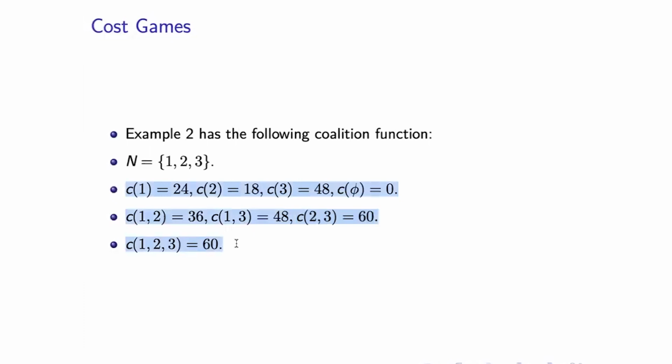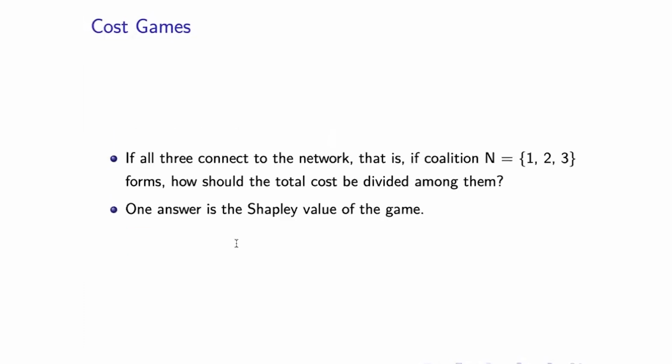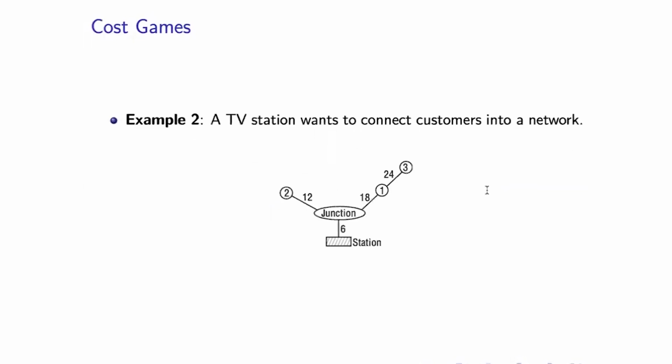We now want to think about how to divide this cost, right? And the question is, as usual, if all three connect to the network, which is the whole coalition being formed, how should this total cost be divided among them? Based on what we have already discussed about cooperative games, you know that one answer is given by the Shapley value of this game. So let's look at how to compute the Shapley value.